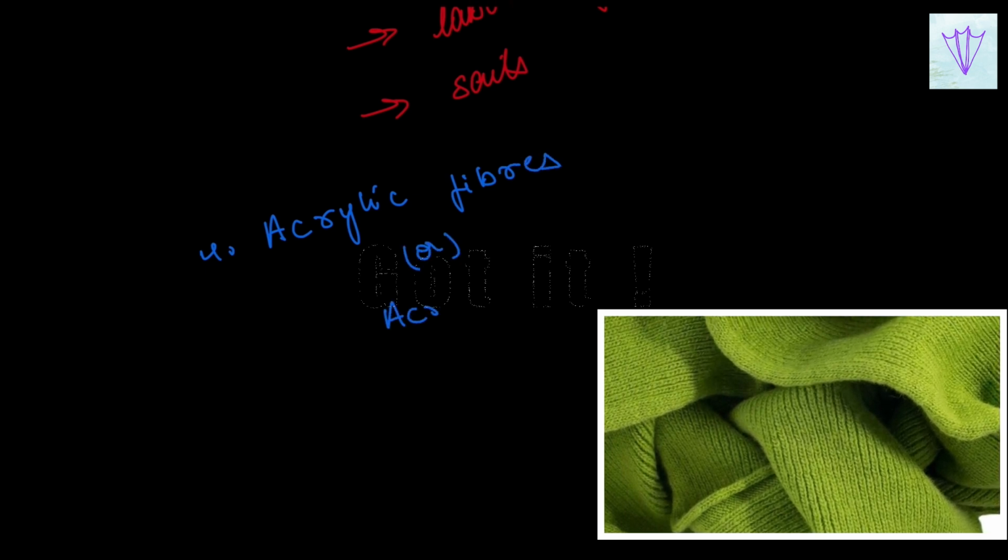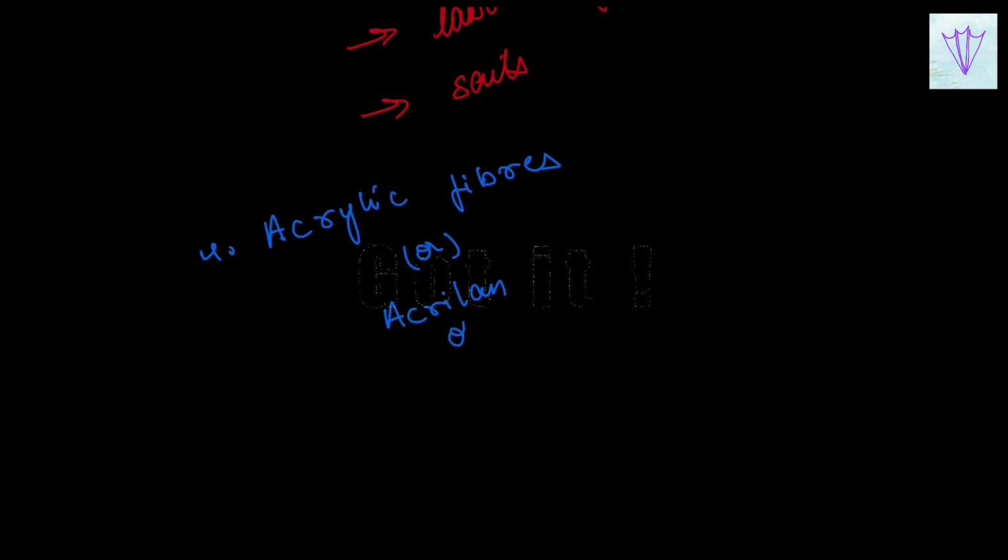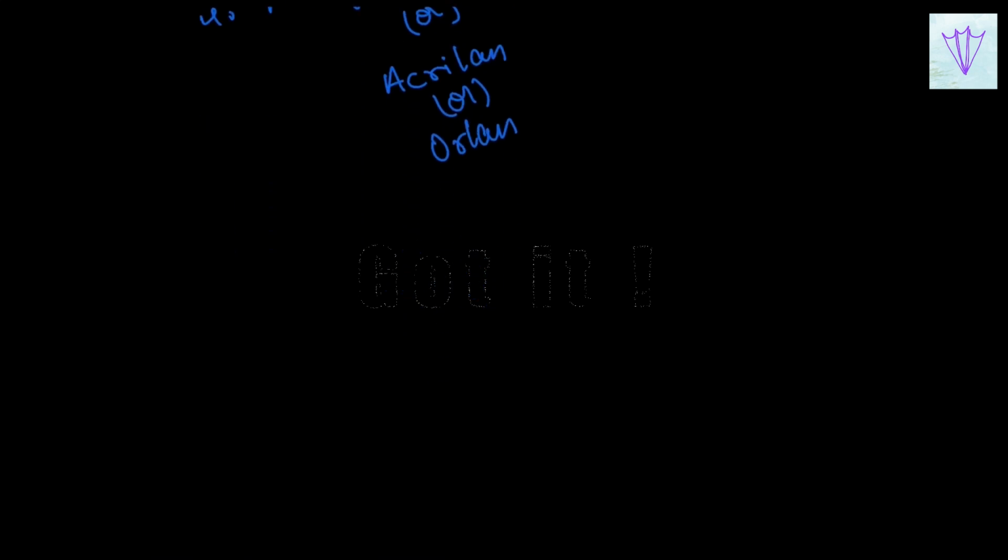So the next which we are going to study in detail is the acrylic fibers, which are also called acrylic or orlon. The properties are that they are wool-like fibers, and wool made from natural sources is quite expensive, whereas clothes made from this material are relatively cheaper, and they are used to make sweaters, shawls, and blankets.